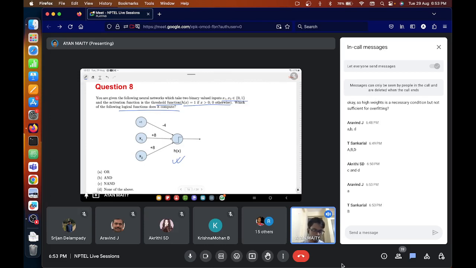I have already got two answers in the chat. Aravind is saying option A, which is OR, and Sankarlal is saying option B, which is AND. Region is also saying option A.